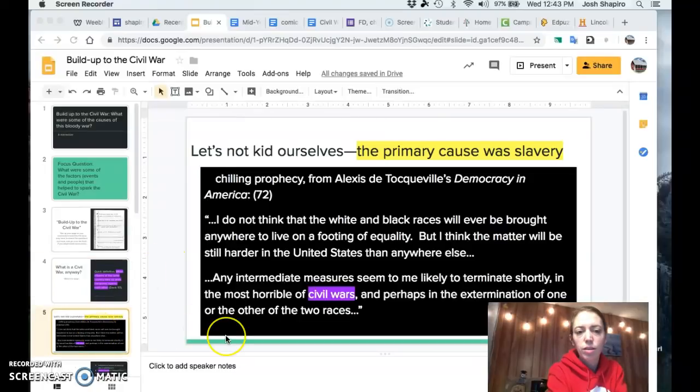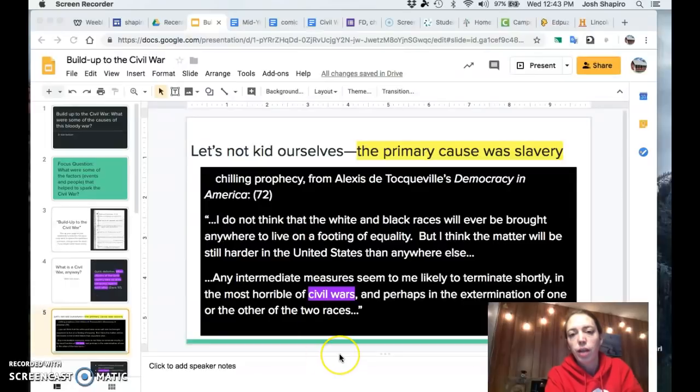So let's not kid ourselves. The primary reason for the Civil War, the primary cause, was slavery. It was a fight over whether states should be allowed to own slaves or not. And so some people will say, oh, it was about states' rights. No, it was about states' rights to own slaves or not. Okay, so the primary cause was slavery. But there were some other causes and compromises that led to the buildup as well. But this is the main one.